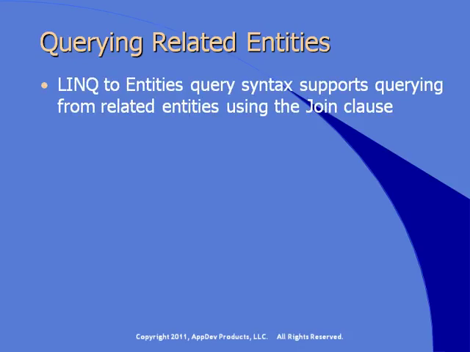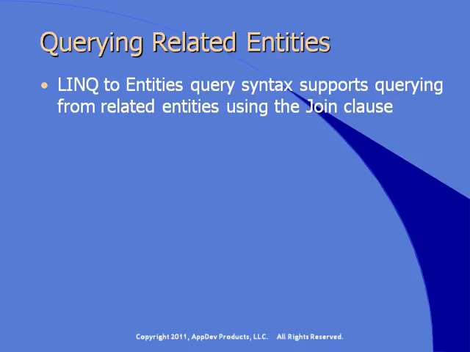The LINQ to Entities query syntax supports querying from related entities using the join clause. For example, let's say I want a query that brings back products in the beverages category. I could write a query that says from product in nwin_entities.products where product.CategoryID equals something. But what if I don't know the category ID for beverages? What I'd really like to write is a query that says where category name equals beverages.